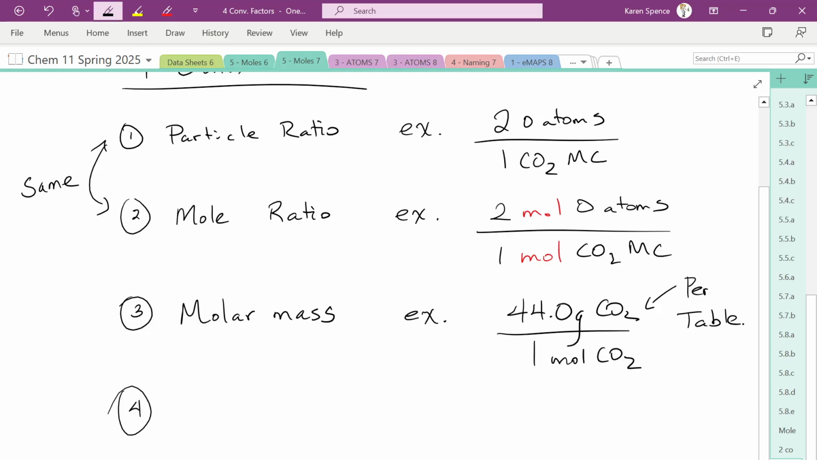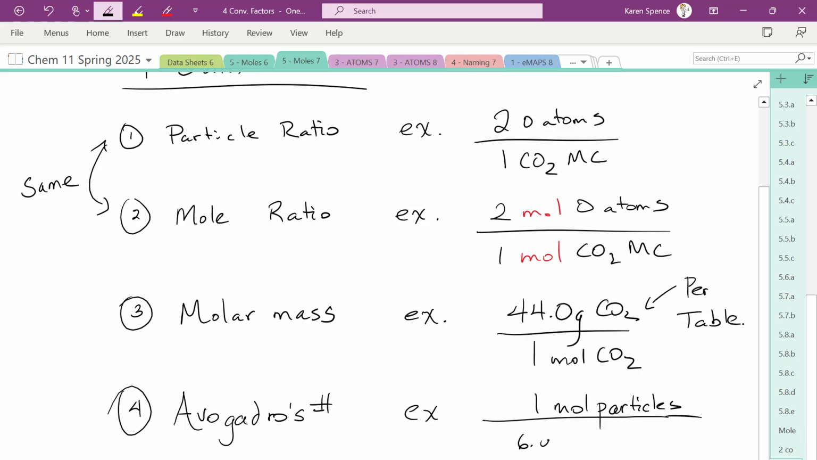And what's the last conversion factor that we know? It's actually the first one you learned. Avogadro's number, except it's not avocado, it's Avogadro. Avogadro's number. And that converts, we have 1 mole of particles is 6.02 times 10 to the 23 particles.